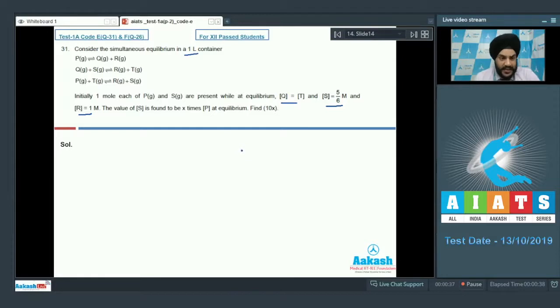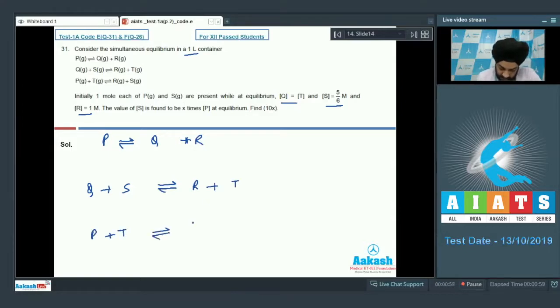Students, we need to solve these equations simultaneously. So we have P in equilibrium with Q and R. Further, we have Q plus S in equilibrium with R and T. And last, we have P plus T in equilibrium with R and S. Students, the initial concentration of P is given to us as 1 molar. S is also 1 molar. So P and S have to be made as 1 molar initially.